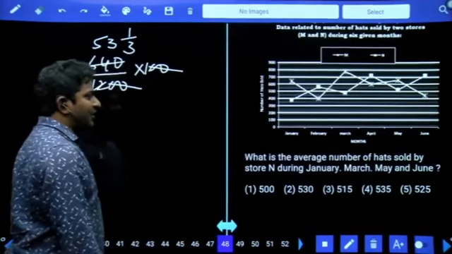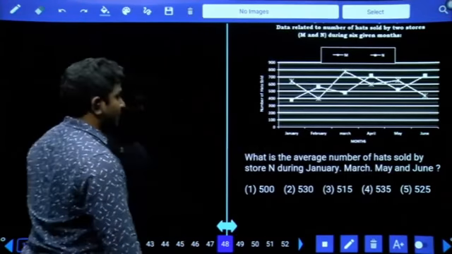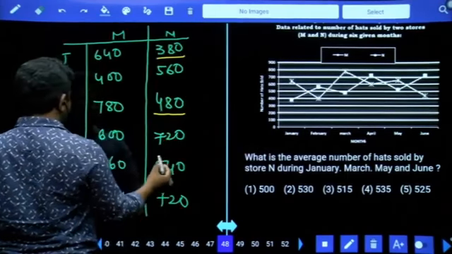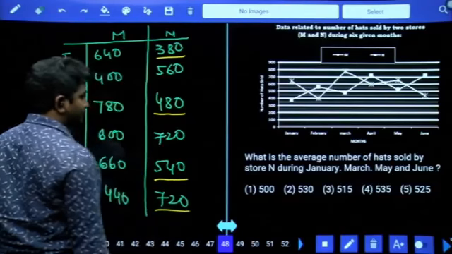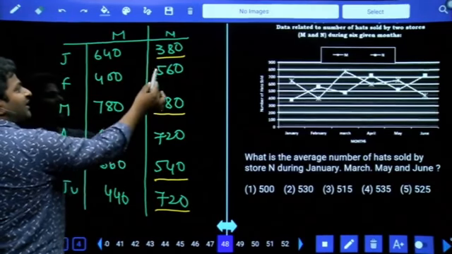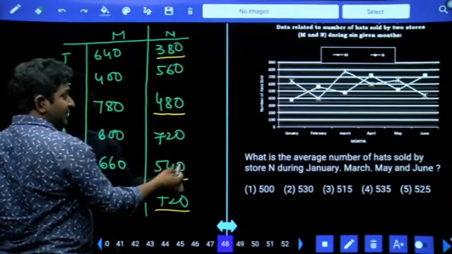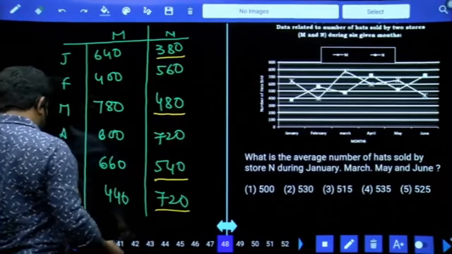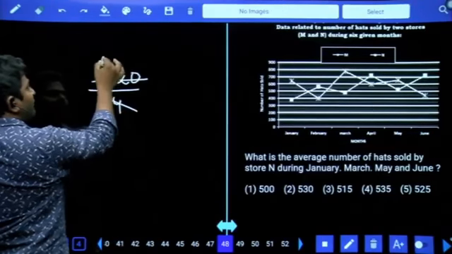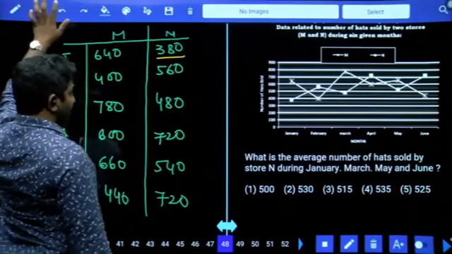What is the average number of hats sold by store N during Jan, March, May, June? N during January, March, May and June. 700, 500, 1200, 1600, 1900, 2060, 2120. So 2120 average divided by 4. 4, 5 times, 3 times 0. 530, second option answer. Next.